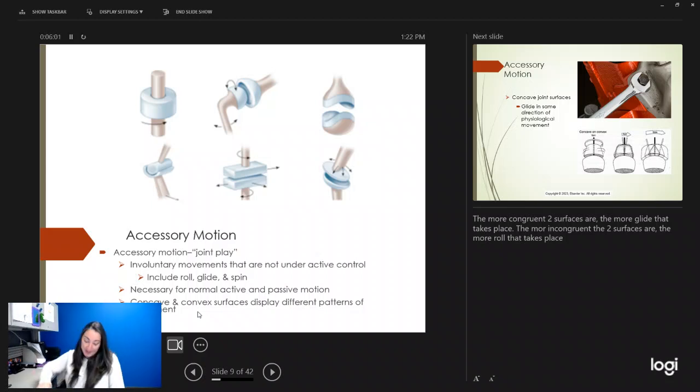Versus if I have two incongruent surfaces, like one that's concave and one that's convex, more roll happens than glide, okay? Because it has to kind of roll along that incongruent surface. So the more congruent they are, the more gliding that's happening. The more incongruent, the more roll that's happening.